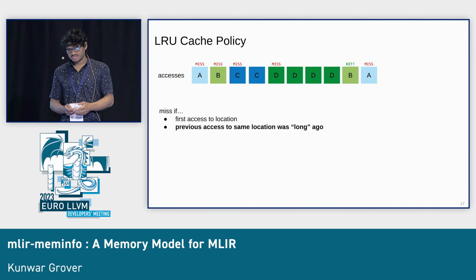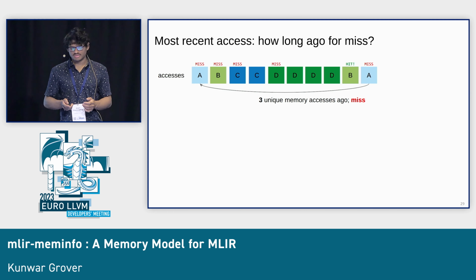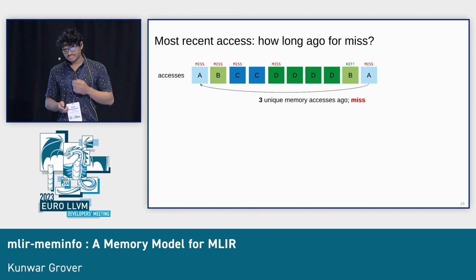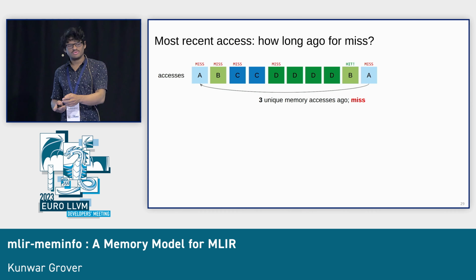And this is really what governs whether something is a hit or a miss under the LRU policy. We need to find out when the most recent access to the same location was and how long ago it was. By long ago, we don't mean the number of accesses. I mean, here between B and A, there's only a difference of 2 accesses.